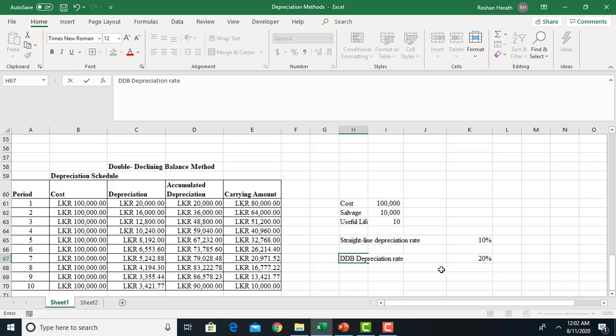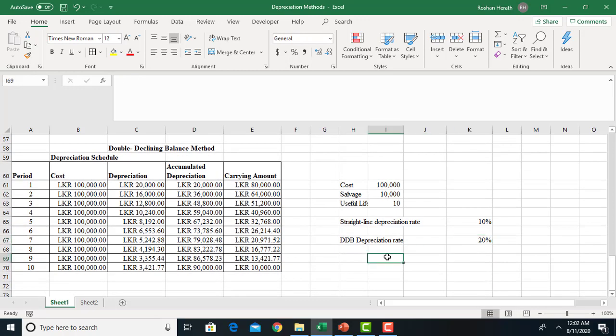So as the term suggests, it is simply double the straight line depreciation rate. Then how do we verify this ourselves? Let's do the depreciation for the first year by applying this rate. Under the declining balance method, the depreciation is simply the carrying amount multiplied by the depreciation rate. But in the first year, the carrying amount is equal to the cost since there is no depreciation from the beginning. So you take 100,000 and apply this 20%.